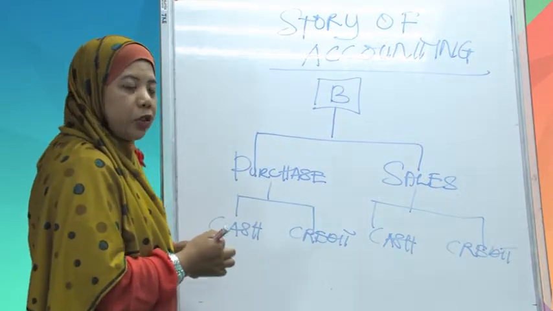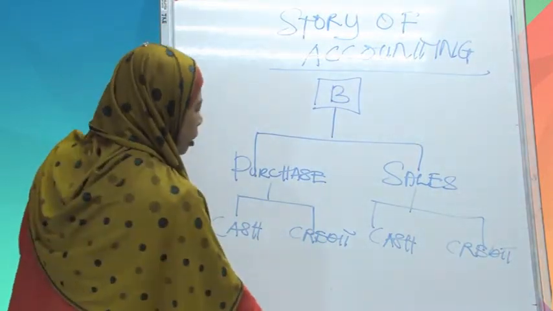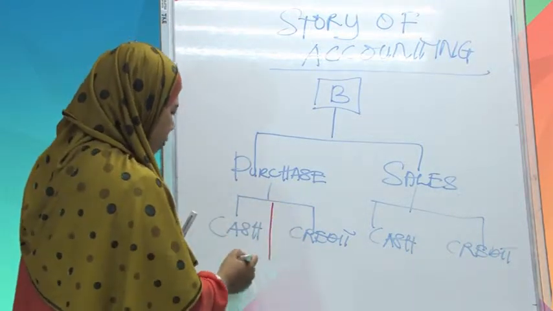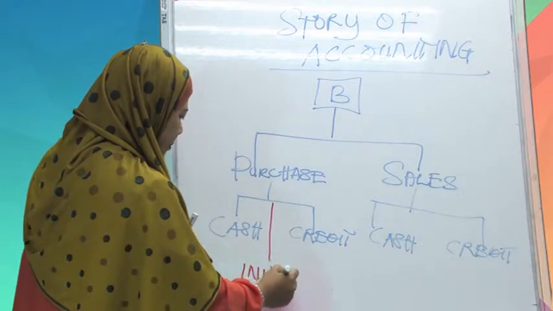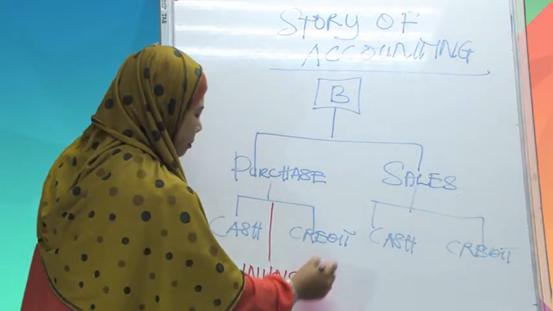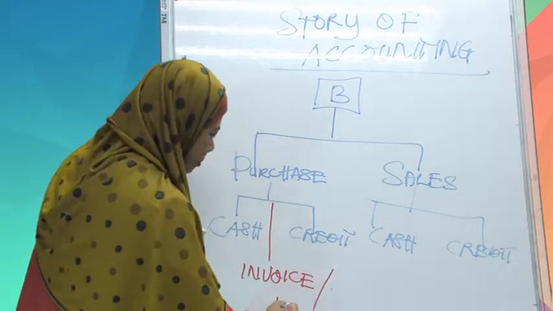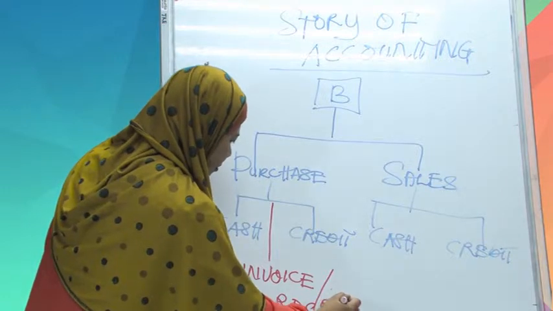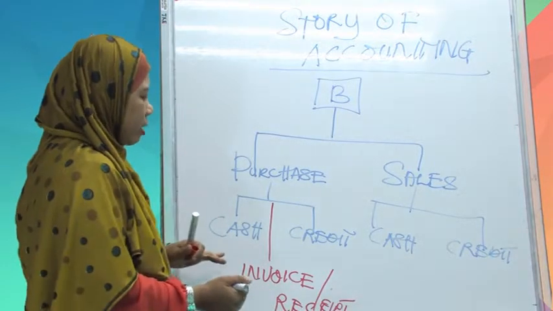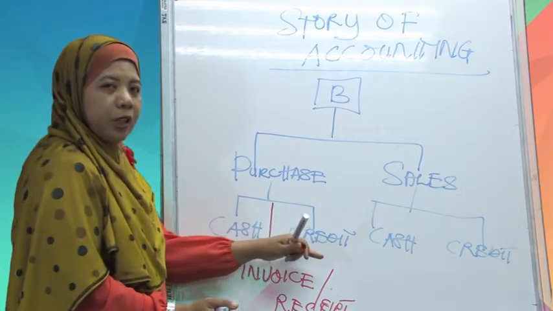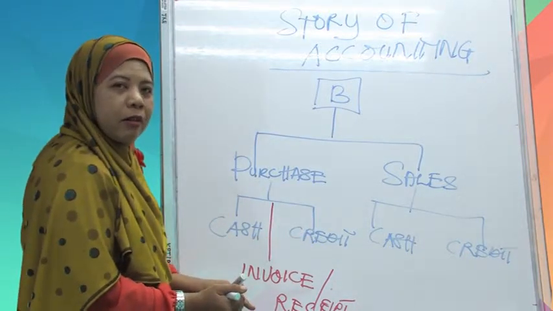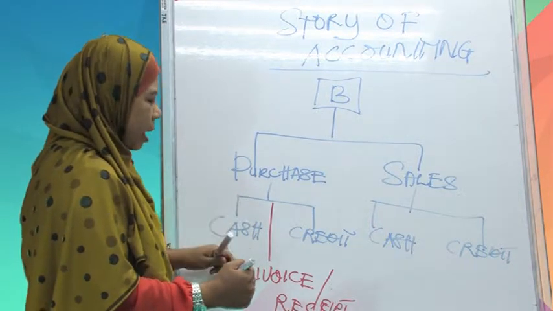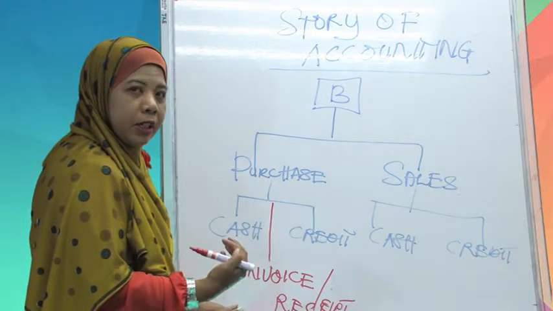Now we go to the source document. The source document for purchase is invoice and receipt. Purchase with credit, we use invoice. Then purchase with cash, we receive the receipt.